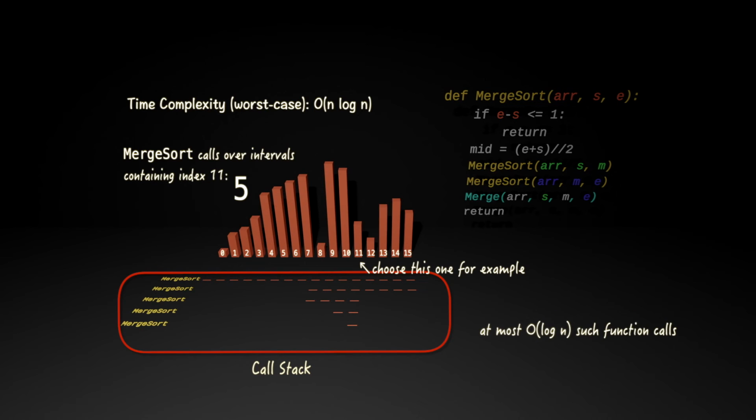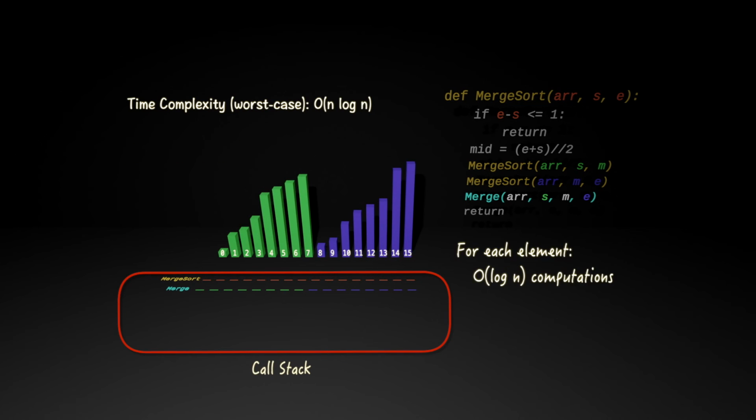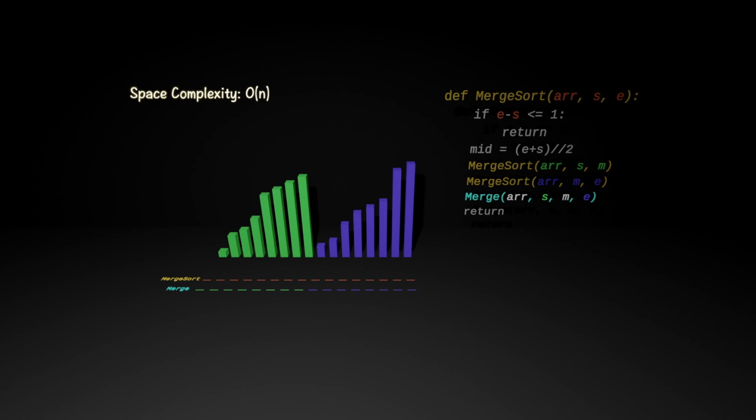Each time the array size is reduced by half, and this means there can be at most log n such function calls. This applies not only to the merge sort function, but also to the merge function for similar reasons, which is also called log n times. So in total, for each element, there are big O of log n times this element is processed. Given that we have n elements in total, we get the complexity being big O of n times log n.